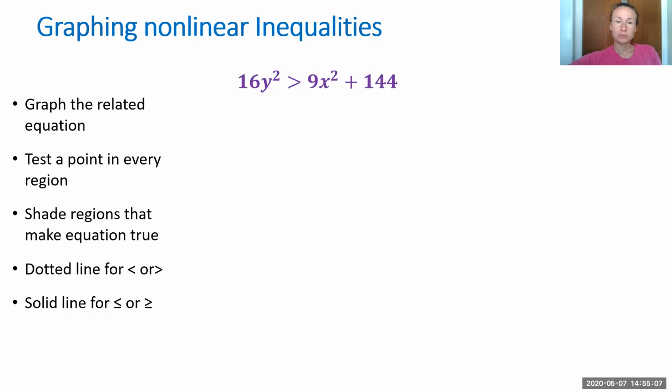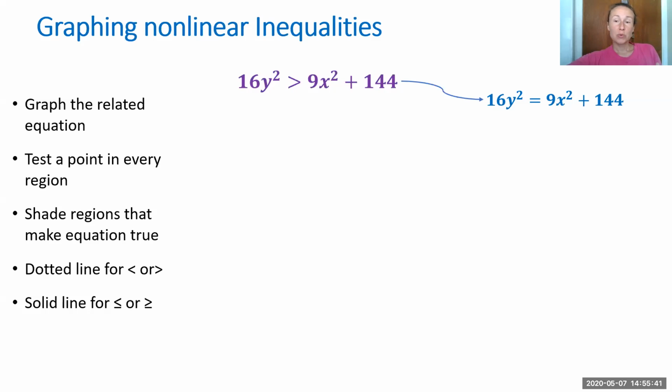Okay, so let's do this example: 16y squared is greater than 9x squared plus 144. The first step is to graph that related equation. Our related equation is 16y squared equals 9x squared plus 144. Since the x is squared and the y is squared, we know we either have a circle, an ellipse, or a hyperbola.